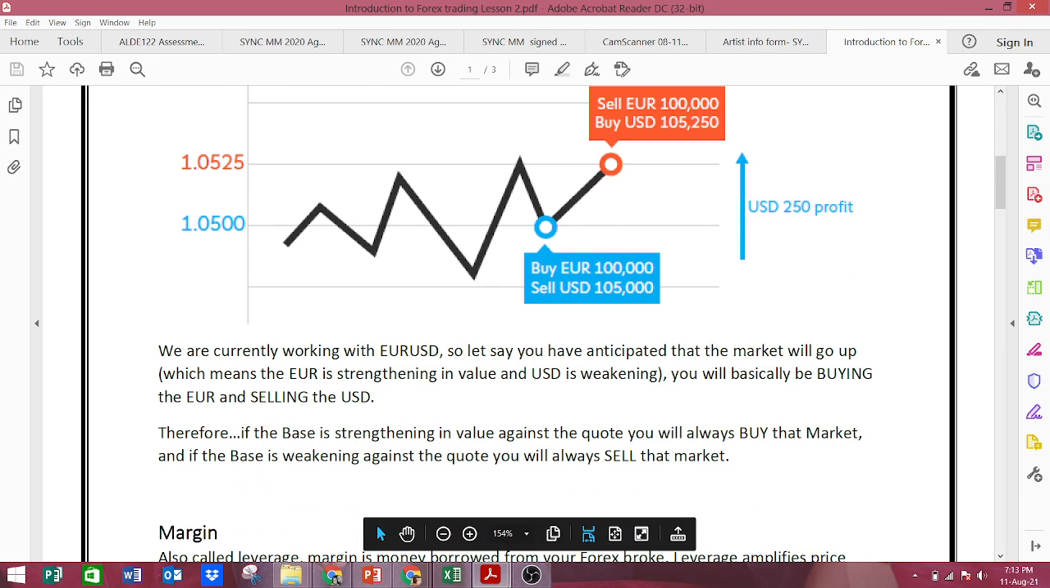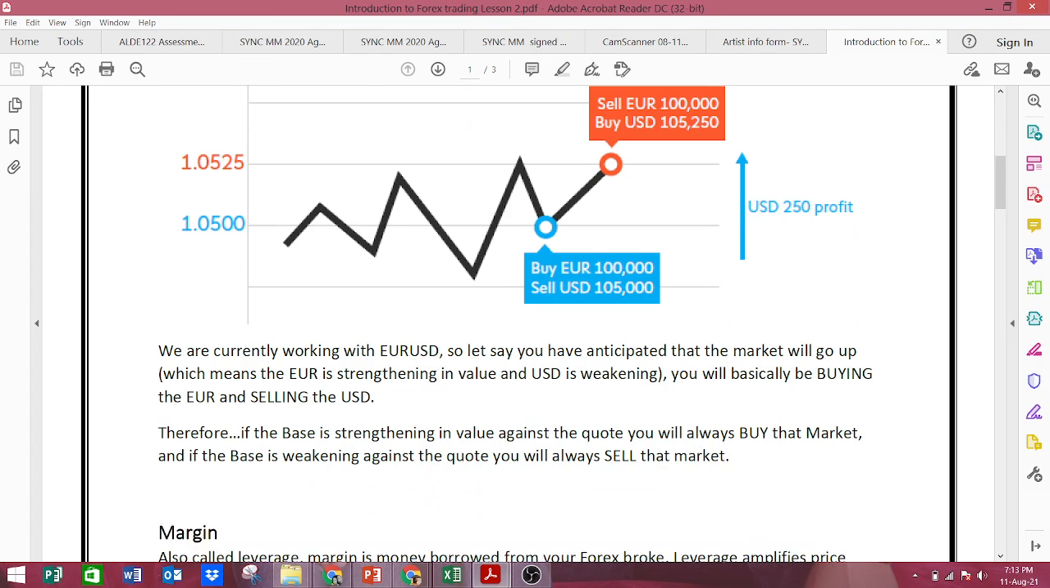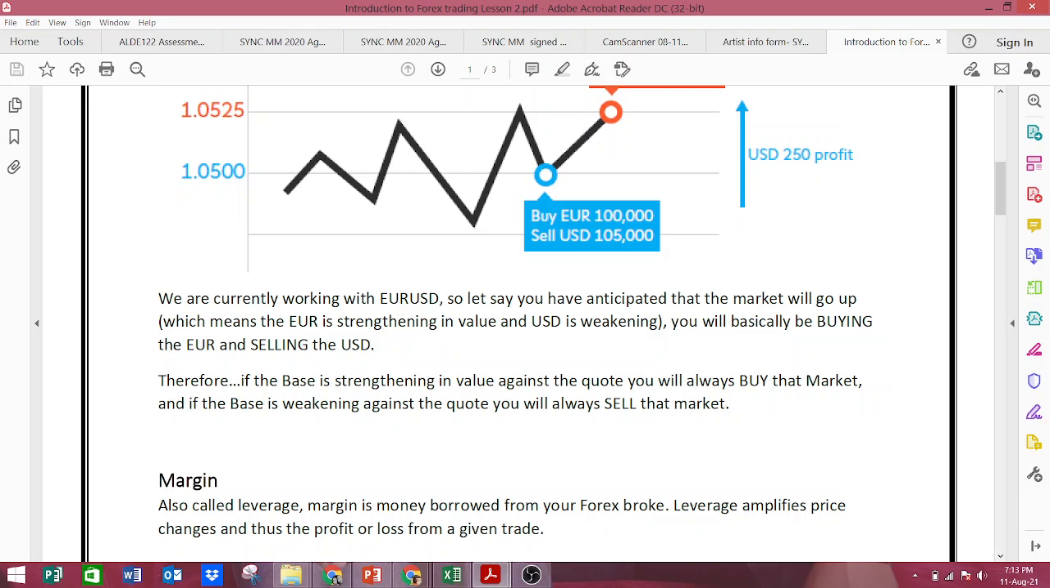Therefore, if the base is strengthening in value against the quote, you will always buy that market. And if the base is weakening against the quote, you will always sell that market, meaning that you always buy the currency that is strengthening in value, and you always sell the currency that is weakening in value. I hope you guys understand that.